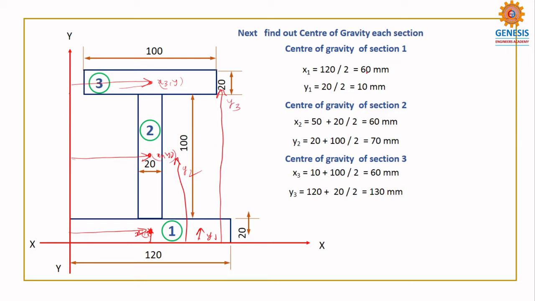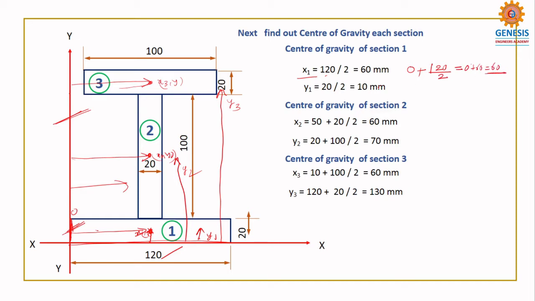Next, how did I get this one? x1 is measured from the y-axis. This is section 1, and it is in touch with the y-axis, so this is 0. I am following x, which is why this dimension is taken. This is 120, and the center of gravity of the rectangle is at half of that, so this is 0 plus 60, which is equal to 60.